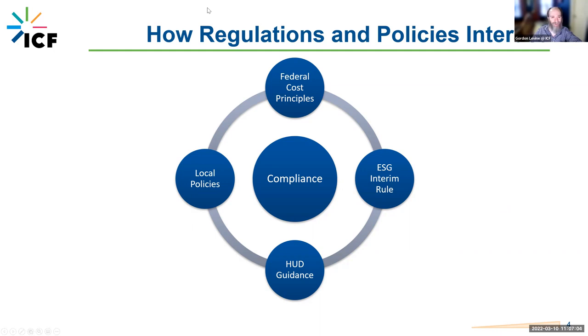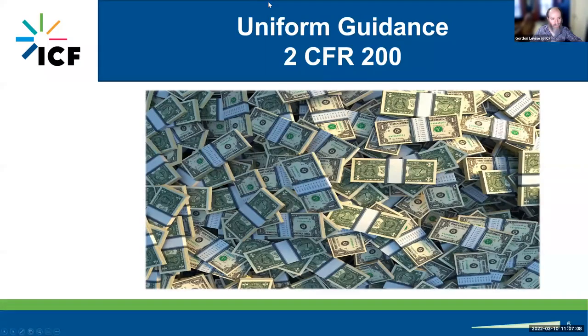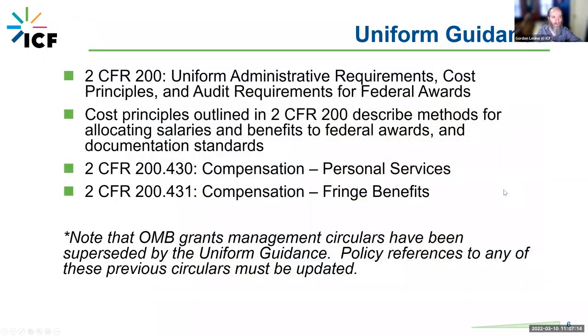Back on our regular schedule, if you want to pop us ahead a couple of times. So we're going to talk a little bit about the uniform guidance, or 2 CFR 200. Next slide, please. So 2 CFR 200 is the uniform administrative requirements, cost principles, and audit requirements for federal awards.